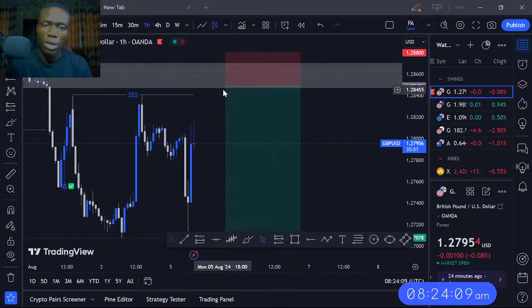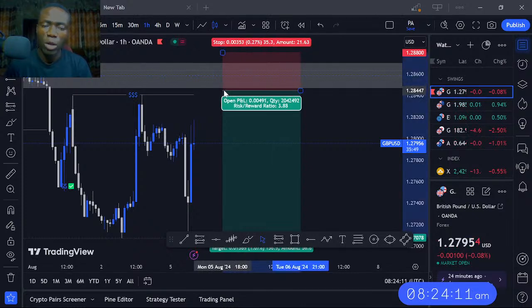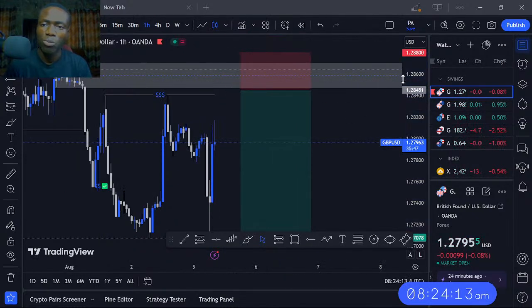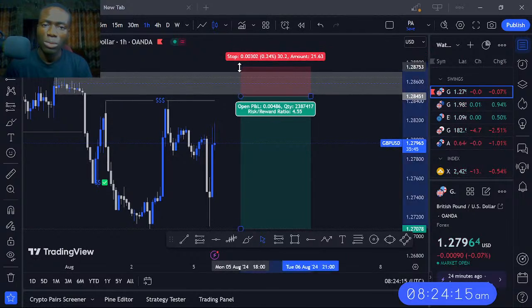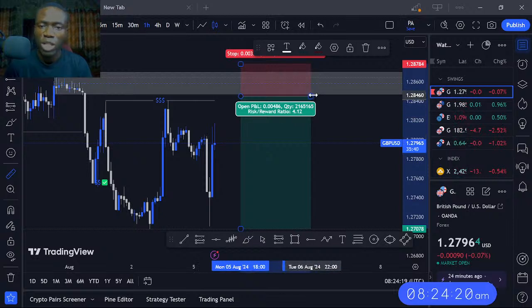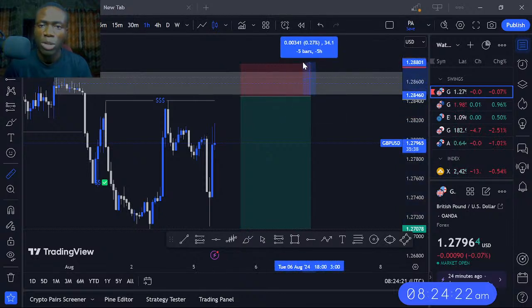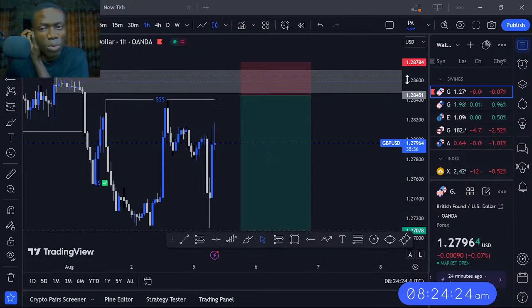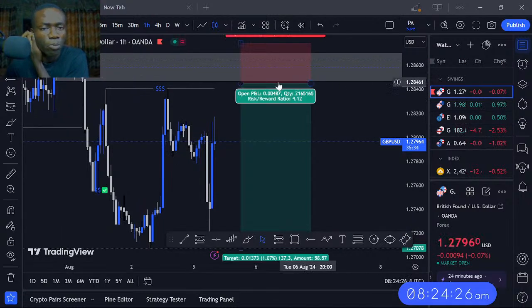So here is our sell entry on GBP USD. Our stop loss should be above here. Let me see, a maximum of 30 pips actually. That's what I use for my stop loss. So this is exactly what we'll be trading on GBP USD.